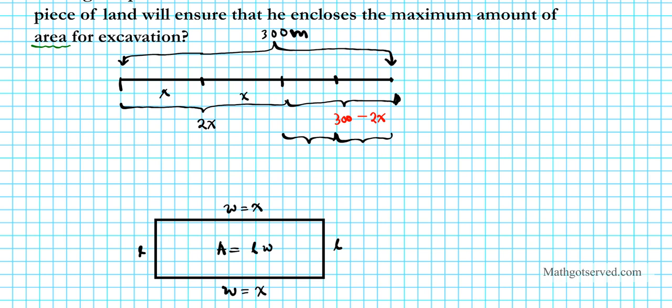Let's go ahead and indicate what our L is going to be. Our L is going to be 300 minus 2x over 2. That will be for this one side right here. And then the second length will be the same thing, 300 minus 2x over 2. That will be this side over here.